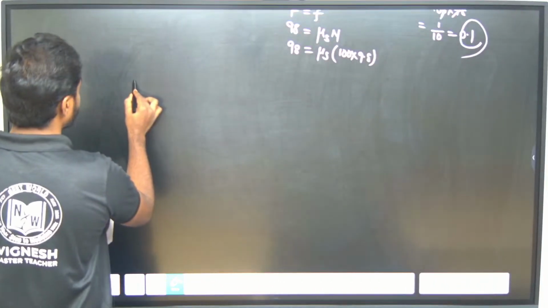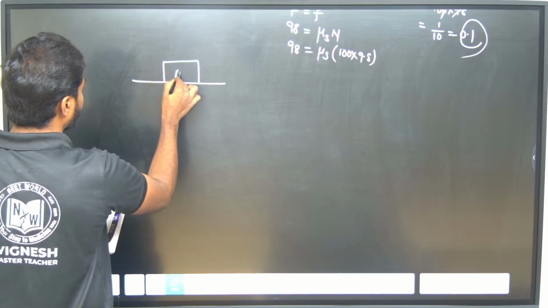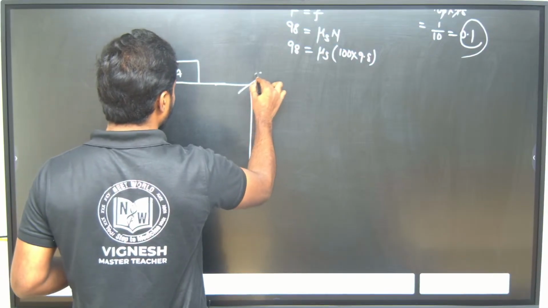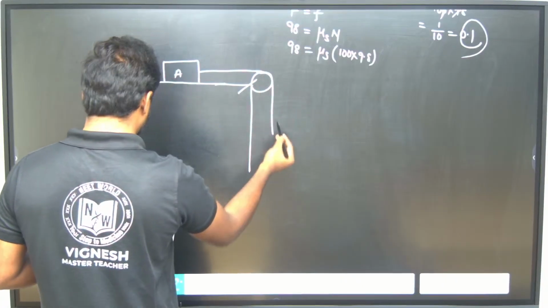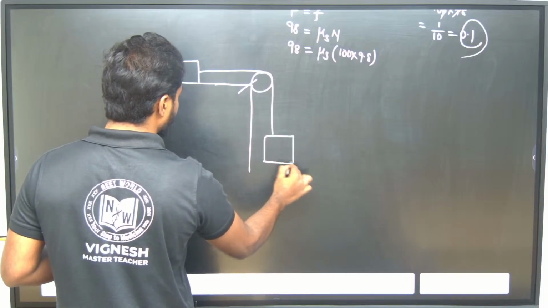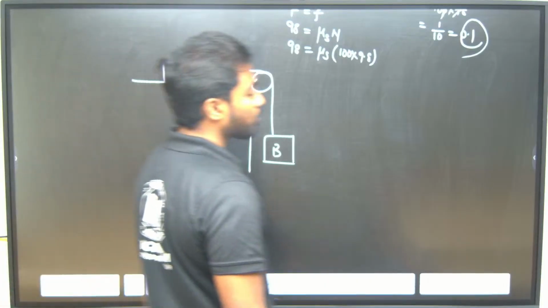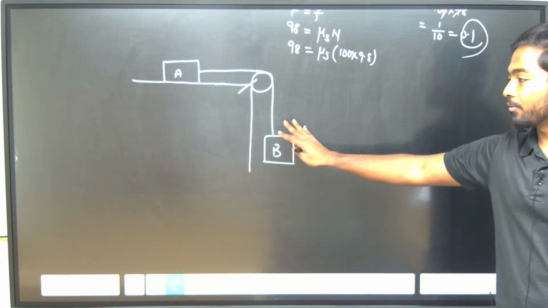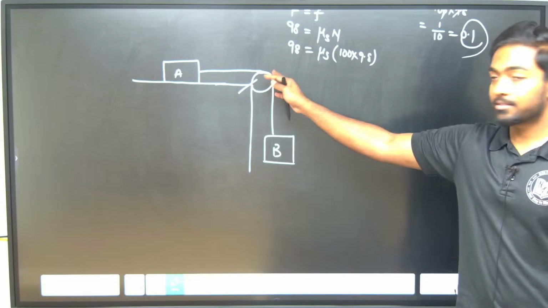So there is a surface, and a block A has been kept here, block A, and here they have connected a pulley. So this is my pulley and they have connected another block here, that is B. So this is the case. Now I will read out the question. The blocks A and B are arranged as shown in the given figure. The pulley is frictionless.